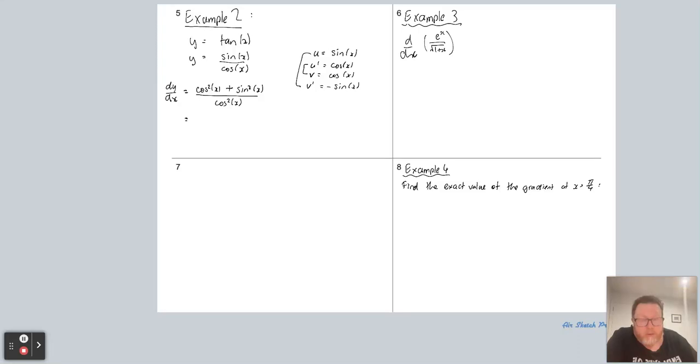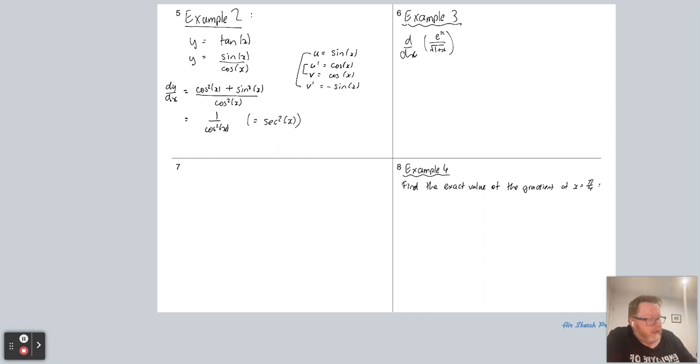Now, up the top there, did you notice what that is? Cos squared x plus sine squared x. It's the Pythagorean identity, and we know that sine squared plus cos squared, or cos squared plus sine squared, equals 1. So we end up with 1 over cos squared x, and that's equal to sec squared x, which is what we would expect. So there you go. We've just done a proof, if you like, that the derivative of tan of x is sec squared x.